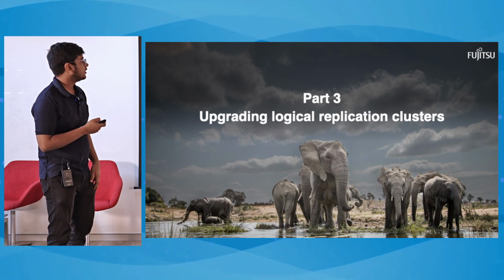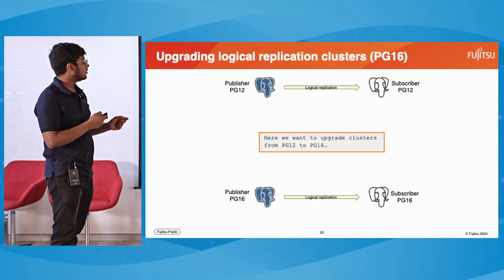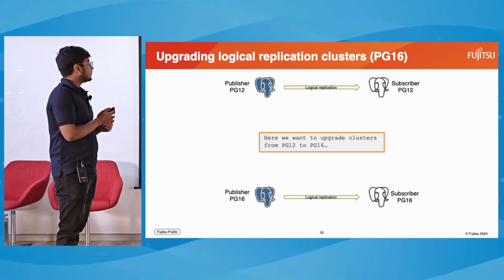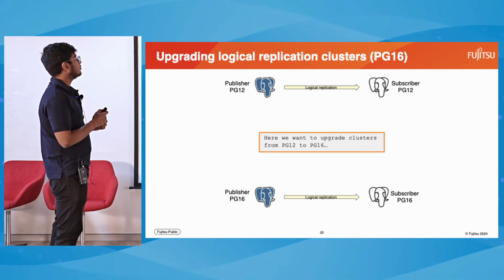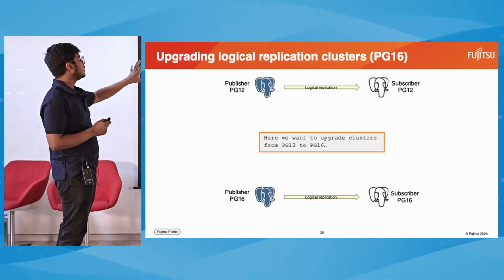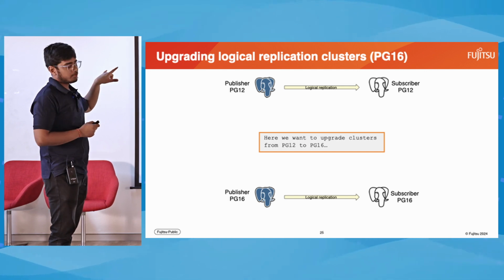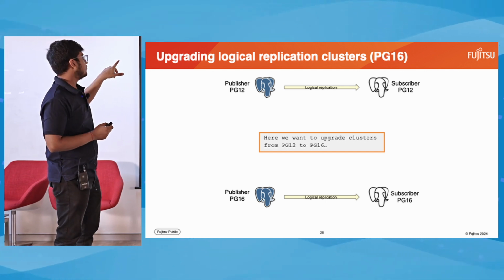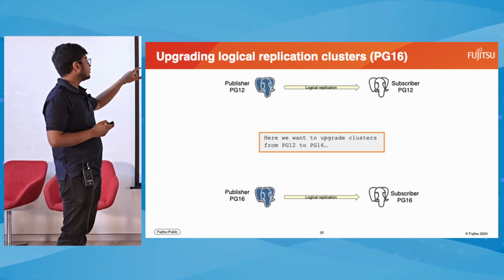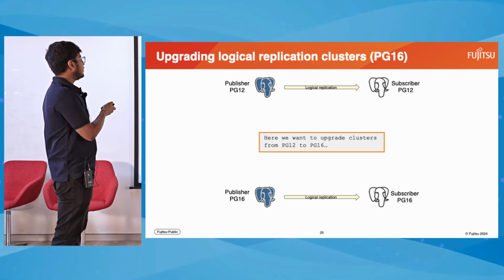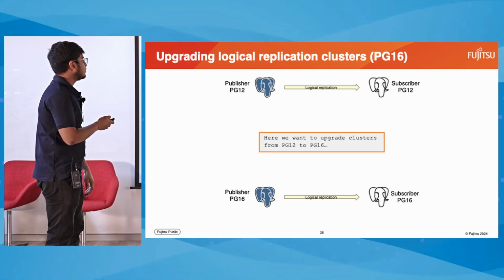Now moving on to upgrade of logical replication clusters. For logical replication also, let's assume we have the same setup. We have a logical replication setup at PG12, with a publisher and a subscriber, and we need to upgrade it to PG16.